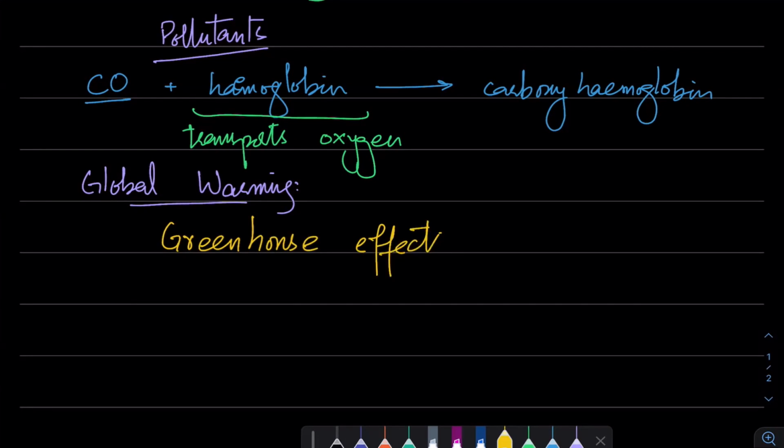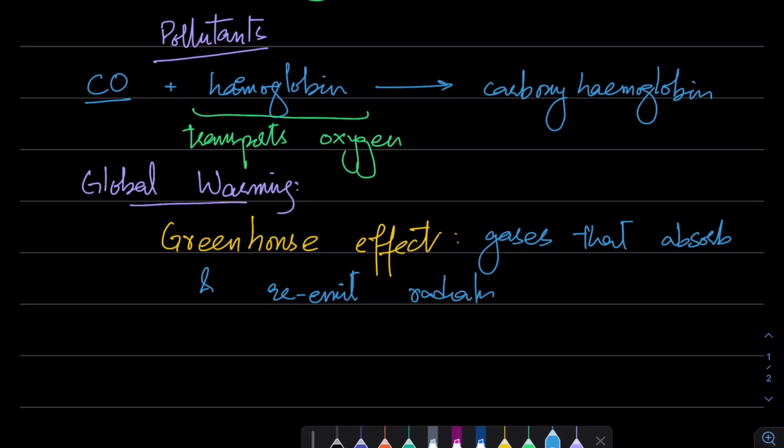There are gases that absorb and re-emit radiations. So for example, sun से radiation आ रही है, heat है, all of that is absorbed by some gases, which we call greenhouse gases. Some greenhouse gases are water vapor, you have carbon dioxide, you have methane. What they do is they absorb and re-emit radiations. उससे क्या होता है कि they maintain temperature for a long time compared to other gases.